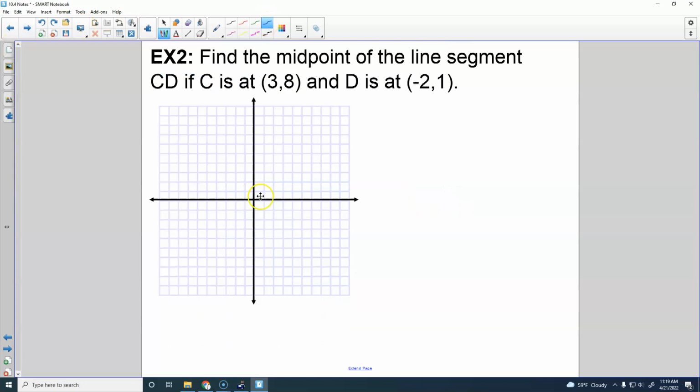We're also going to see situations like this next one. So we got 3, 8. 3, 8 is right here. Negative 2, 1. We're going to graph both of those. Pick it up, Julian.